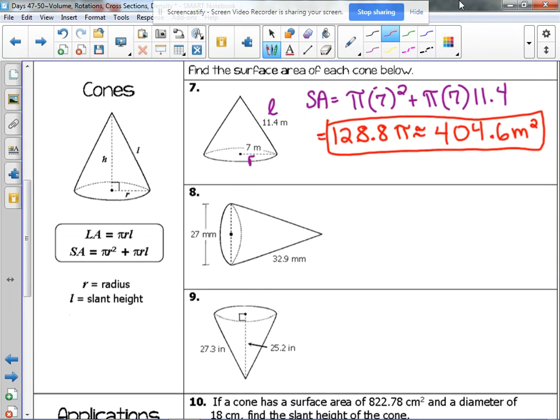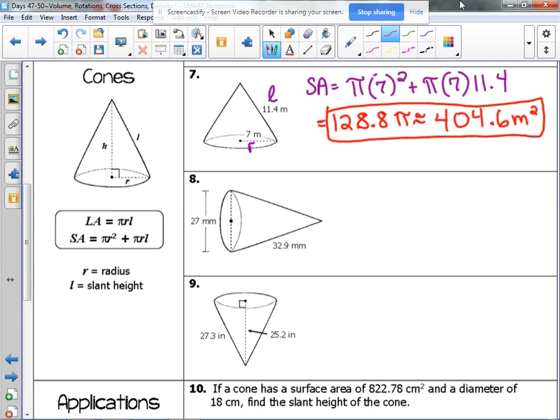Okay, I'm going to skip number 8, but I am going to mention that there is a little bitty calculation you need to do before you start. And what is that calculation? To actually find the radius, we need to divide 27 by 2 to get 13.5. We're good otherwise. We're given the slant height, pi's in our calculator. That's all we have to do for number 8.